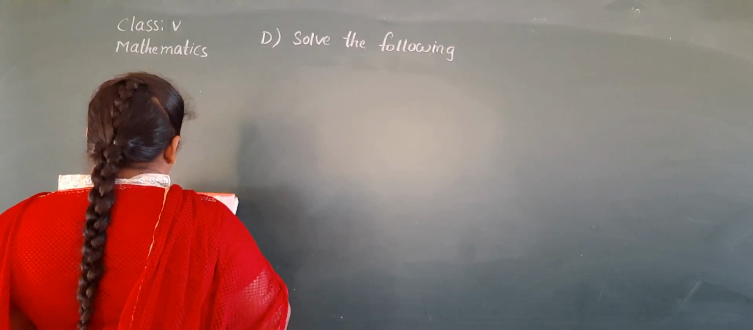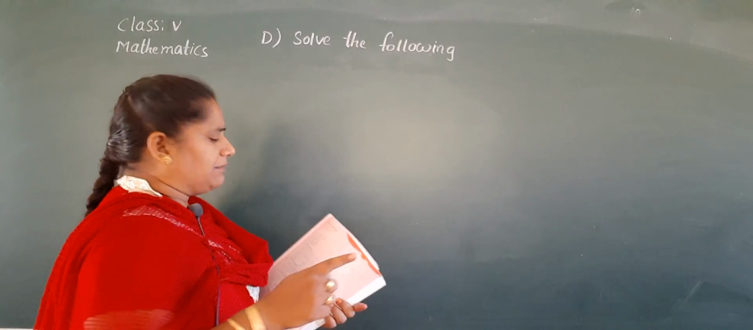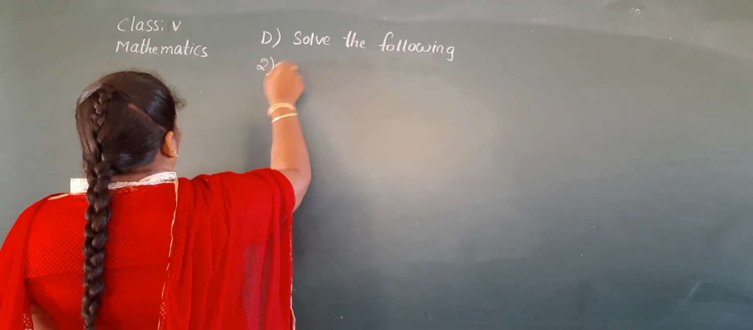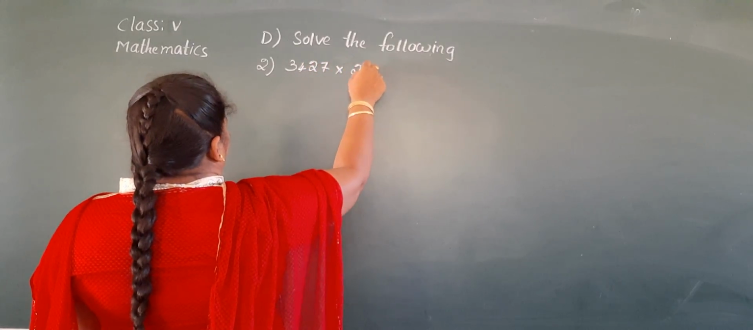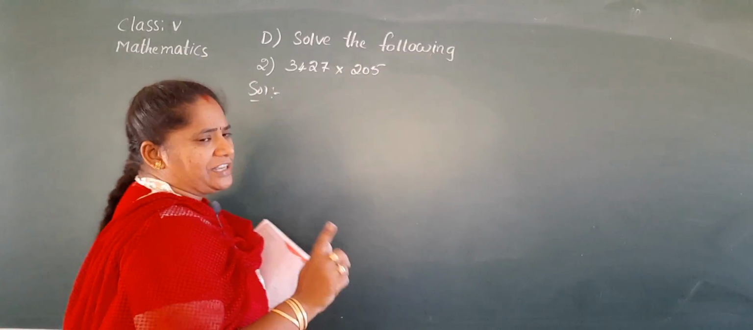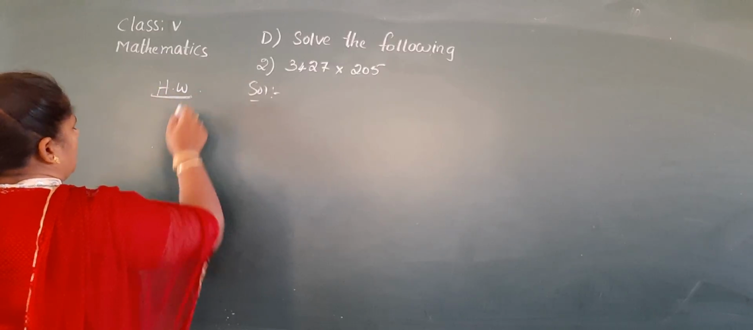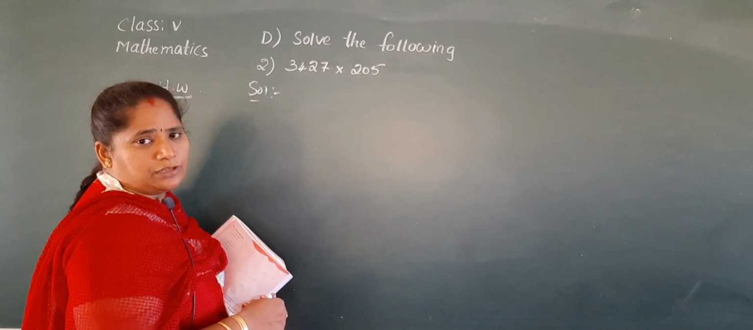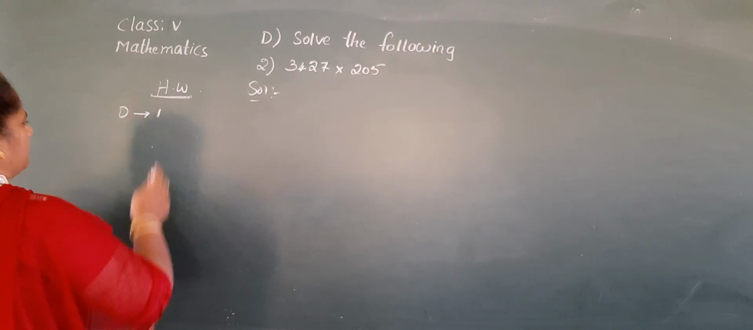First one. See Nana, 4 digit by 3 digit number. You have to put the tick mark for the first one as homework. Now I will show you the second one, how to multiply that one. 3427 into 205. I will explain the second problem. You do the first problem as homework. I will write the homework problem on the side children. I hope you do the homework sums in the homework book Nana. Okay. The first one, D column, first problem is homework.